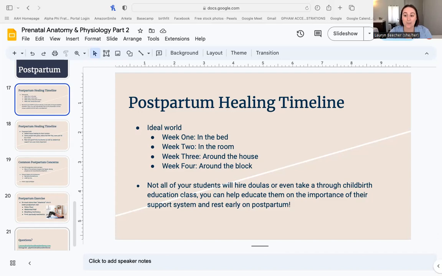Week 4 is more around the block. So you're getting out more, you're moving a little bit more, but you're still not trying to do everything that maybe you once did before. So these are little things that can be woven into maybe some conversation that you have with your students at the beginning of the class, or as everybody's kind of lingering and mingling after class.